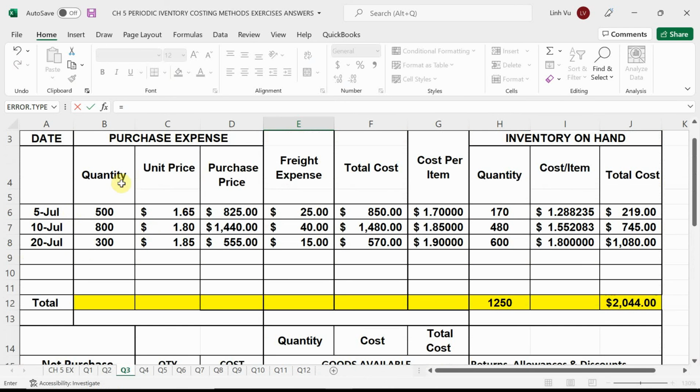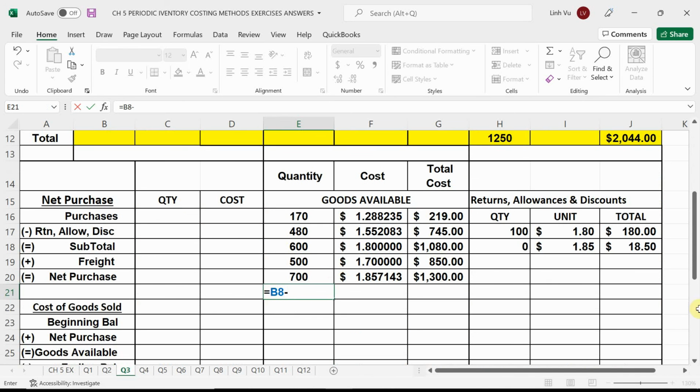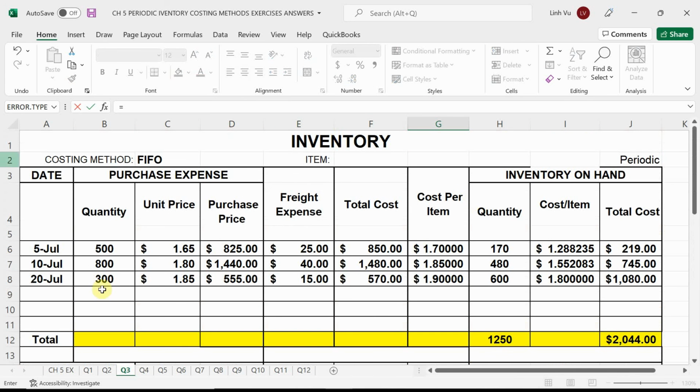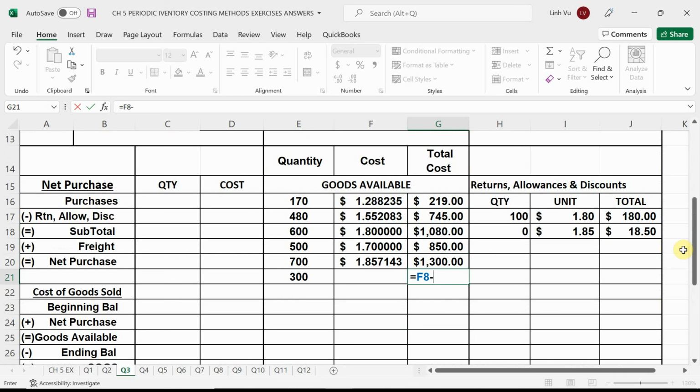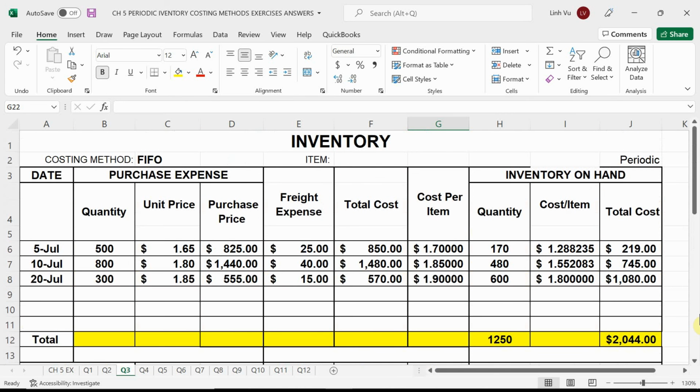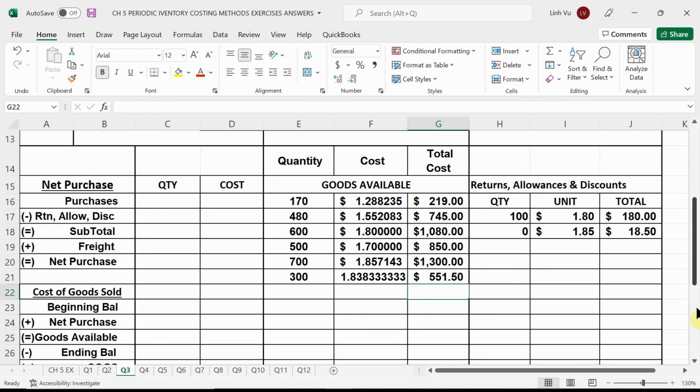Even though I didn't return anything, I'm still at 300. However, I got a portion of the money back. I got $18.50 back, so I have less of a total cost. I no longer owe $570. I owe $551.50. So therefore, I need to solve for my cost per item, and in this case, it gave me $1.838. So that's my batch of inventory there.